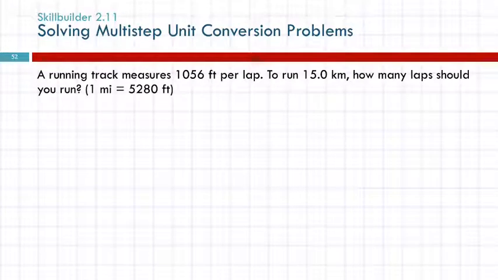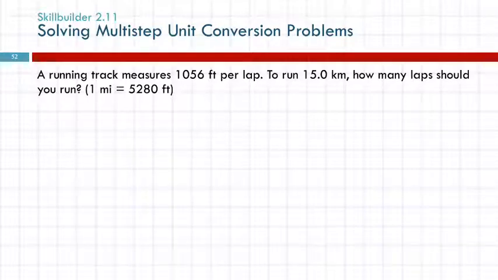I can't remember all of these. Okay, let's do this one. If you're interested in the other two, they're on YouTube. Because this one's just a little more confusing. A running track measures 1,056 feet per lap. To run 15.0 kilometers, how many laps should you run? 1 mile equals 5,280 feet. Purple because aliens don't wear hats, right?